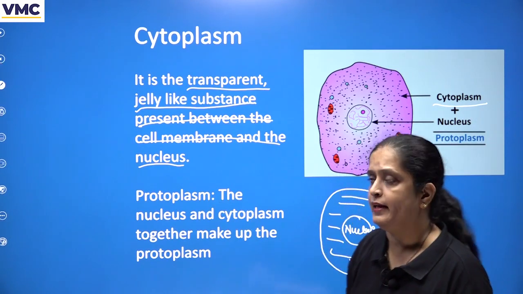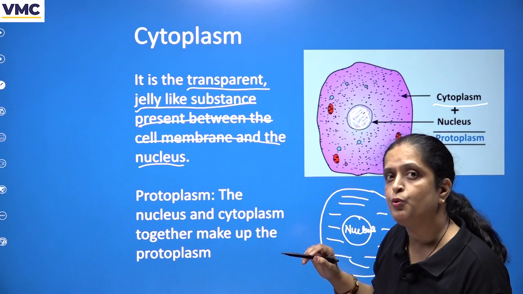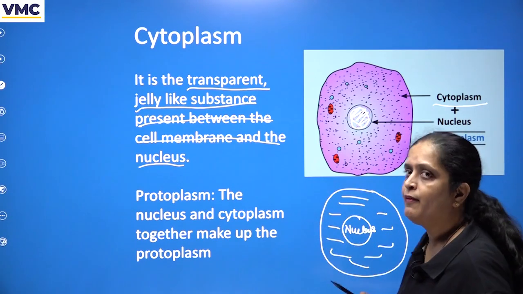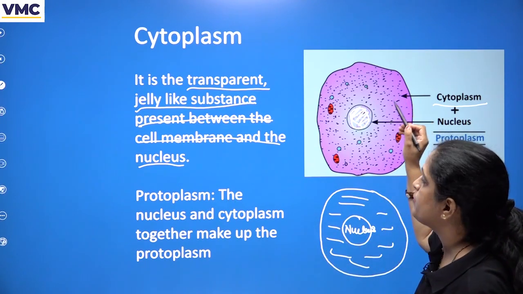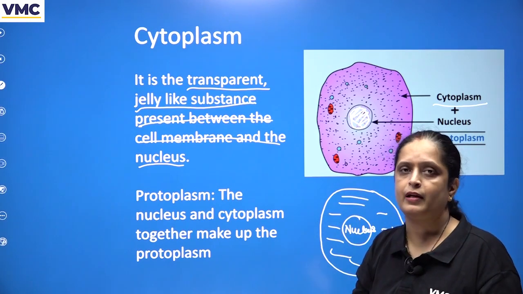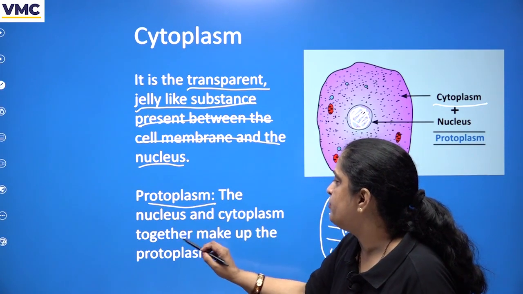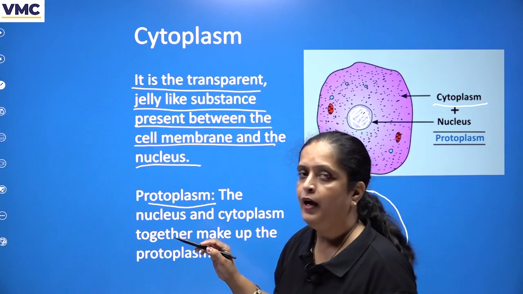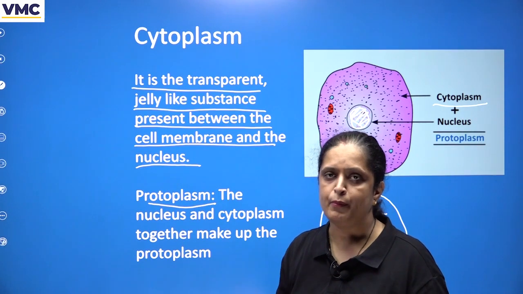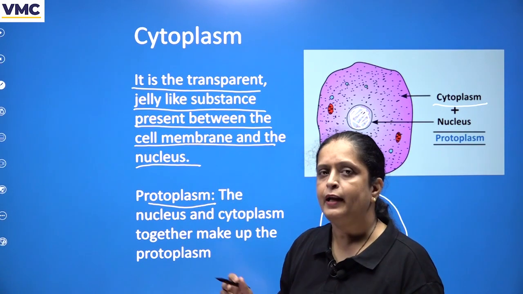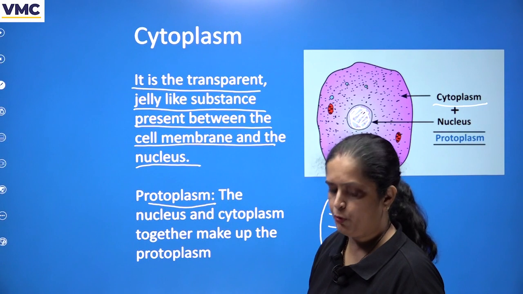What is protoplasm then? There is a jelly-like substance present within the nucleus as well. This is known as nucleoplasm. सेल के अंदर जो है वो साइटोप्लाज्म, न्यूक्लियस के अंदर जो है वो न्यूक्लियोप्लाज्म. अगर आप साइटोप्लाज्म और न्यूक्लियोप्लाज्म दोनों को मिलाकर कंबाइन करके बात करते हैं, then it makes the protoplasm. The nucleus and the cytoplasm together make up the protoplasm. I hope now you understood the jelly-like substance outside the nucleus but within the cell membrane is the cytoplasm, and if you include the jelly-like substance inside the nucleus as well, then it would be known as the protoplasm.